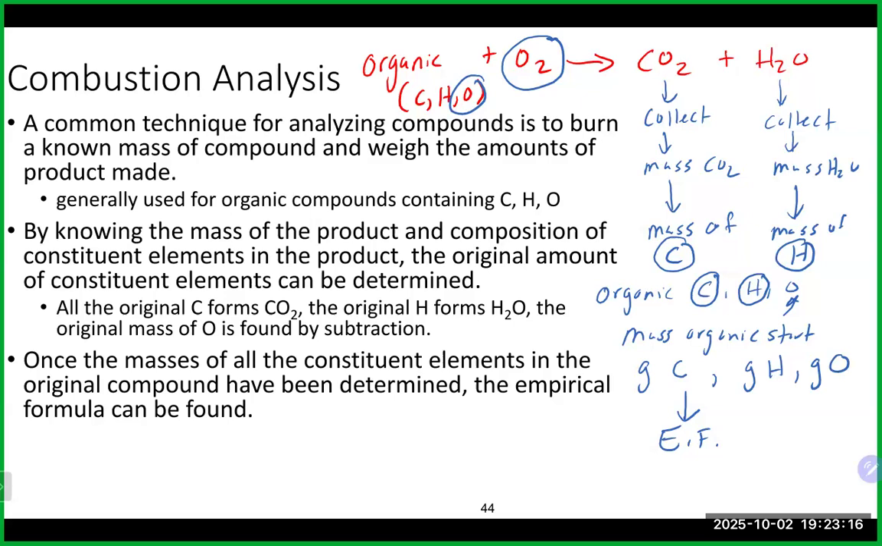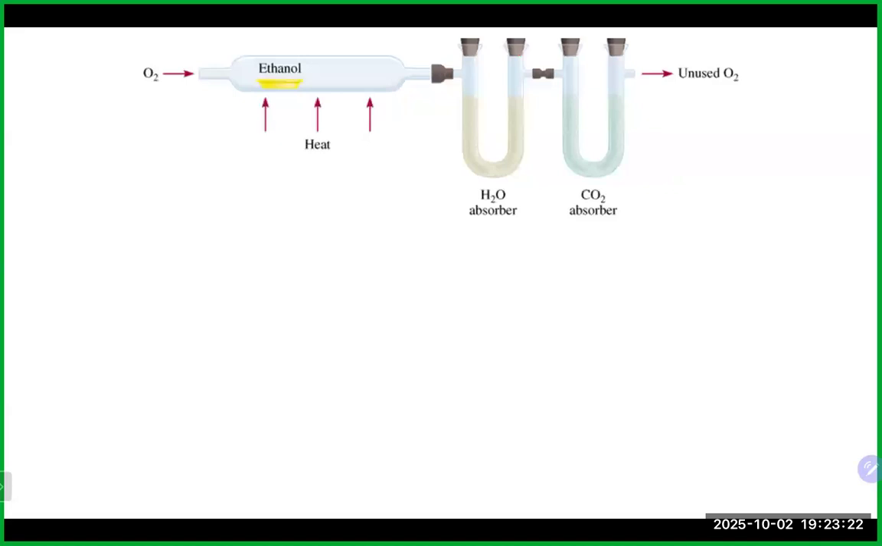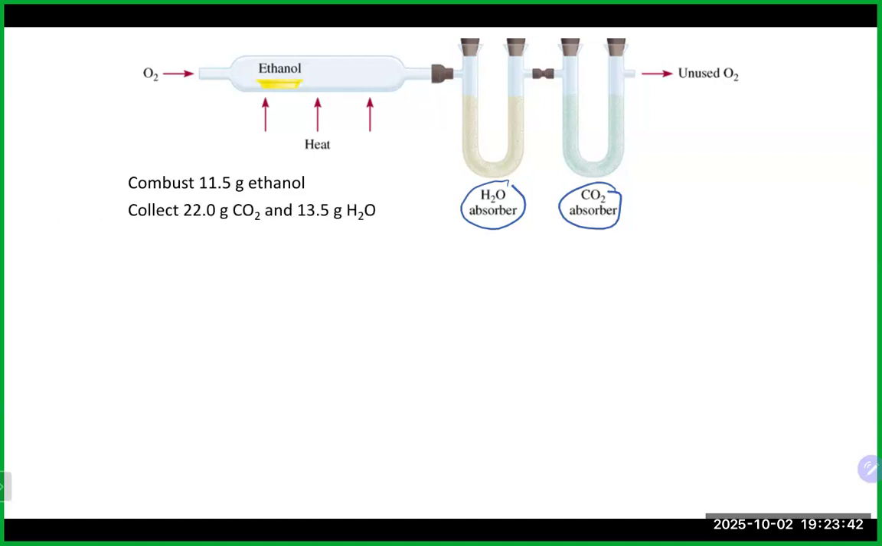So we're going to go through one here together just to show you how to go through the calculation. We're going to take 11.5 grams of ethanol, and we're basically going to run it through this process. We're going to heat it up. We have a water absorber, which is going to catch all the water that goes through there. We have a CO2 absorber that's going to catch all the CO2 that goes through there. And in this experiment, we ended up collecting 22 grams of CO2, and 13.5 grams of water. Once again, ethanol does contain those three elements, carbon, hydrogen, and oxygen.